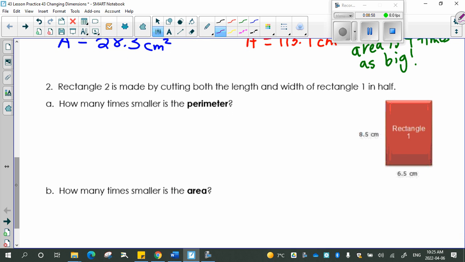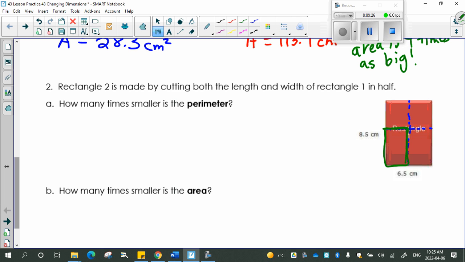Rectangle 2 is made by cutting both the length and width of rectangle 1 in half. How many times smaller is the perimeter? So if I cut the length in half and the width in half, then I'm just looking at this rectangle here. Do you guys agree? Right.